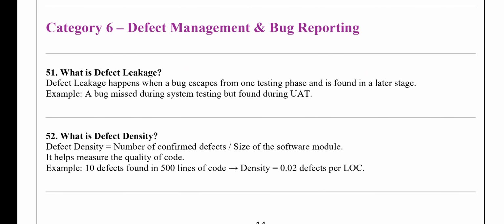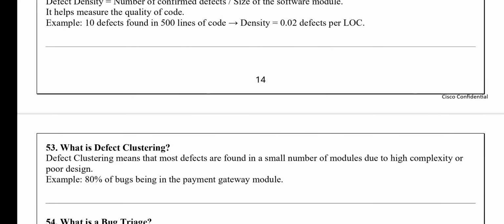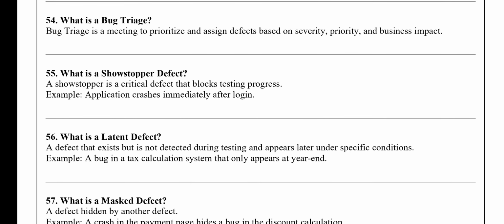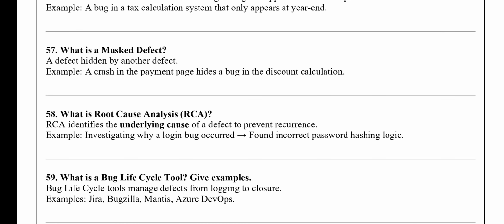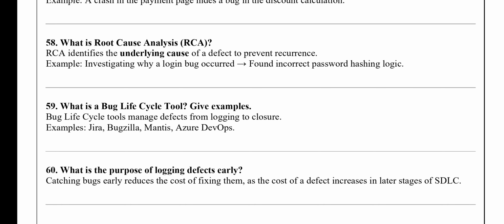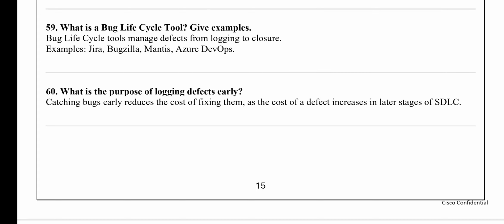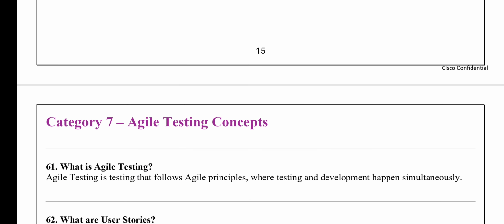Okay, and in category 6 under manual testing we have discussed defect management and bug reporting. So what is defect leakage? What is defect density? What is defect clustering? What is a bug triage? What is a showstopper defect? What is a latent defect? What is a masked defect? What is root cause analysis? What is a bug life cycle tool? What is the purpose of logging defects early?